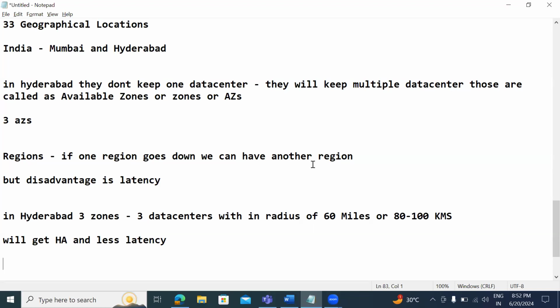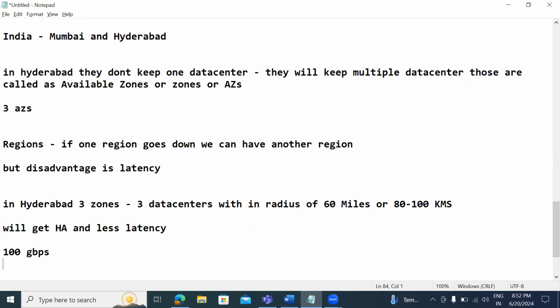Between those zones, we don't have latency because AWS has its own network also. So data transfer may even be 100 GB per second. What is the meaning of 100 GB per second? It means huge data transfers can happen. If it is between regions, there would be some latency.